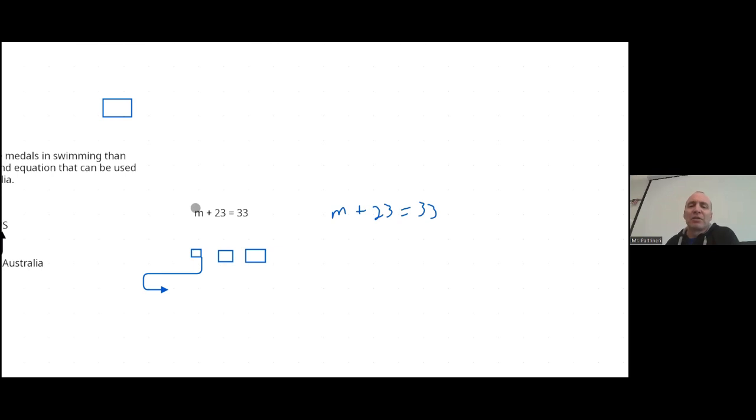So anyway, we have this m plus 23 equals 33. So remember, the equal sign is like a balance. So what we're going to do is isolate this variable. We want it to be all by itself. So we're going to do m plus 23.